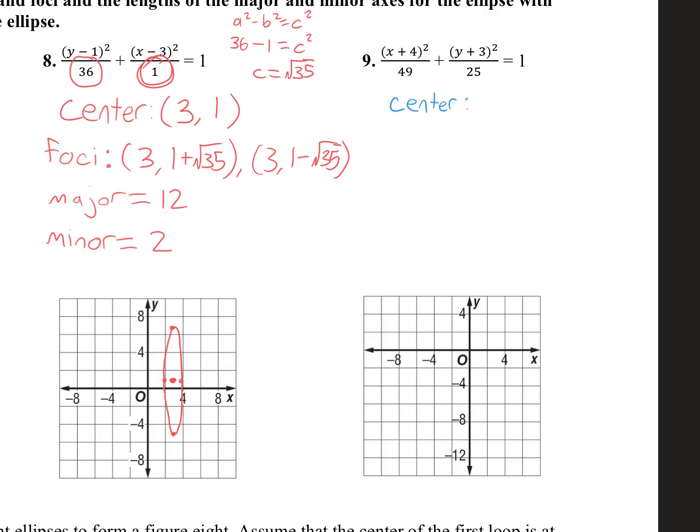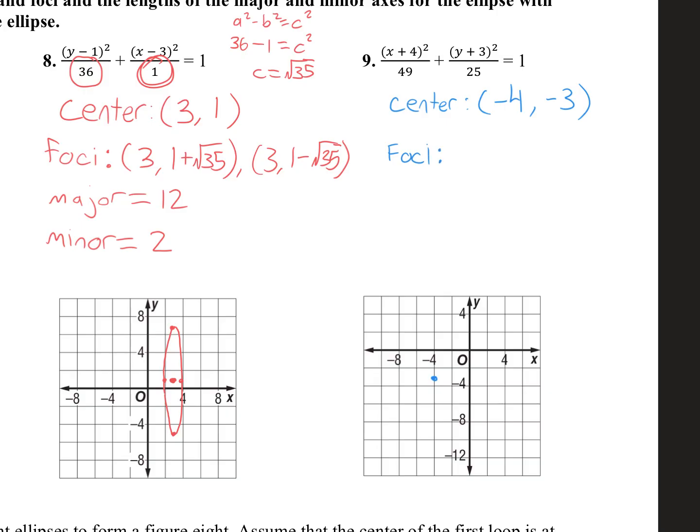All right, x has a bigger denominator, so this is a horizontal ellipse. -4, -3 is our center. I'm going to go ahead and graph that right now. All right, the foci. All right, so I'm going to do a shortcut.